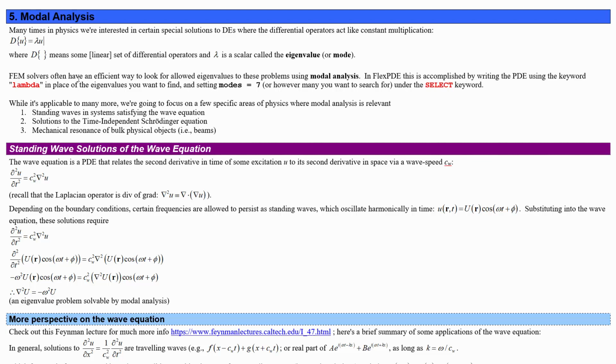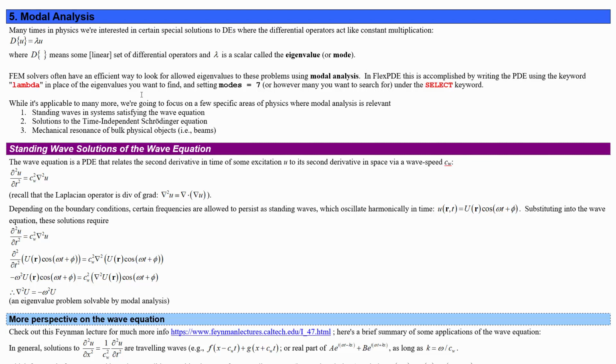We're going to look at some examples of this. So D is, again, some linear set of differential operators. Lambda is some scalar, which we're going to call the eigenvalue, or maybe the mode. Finite element method solvers often have an efficient way to look for this using modal analysis.